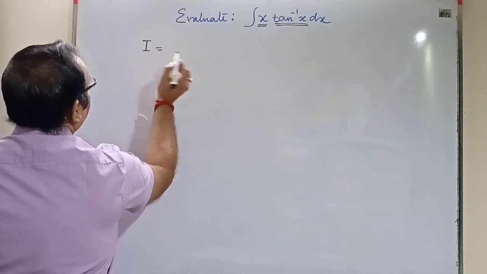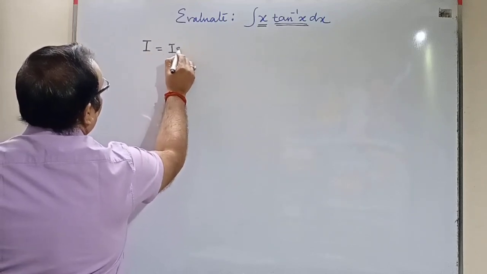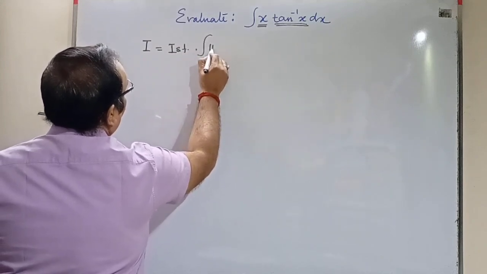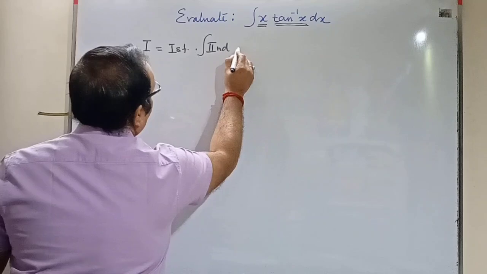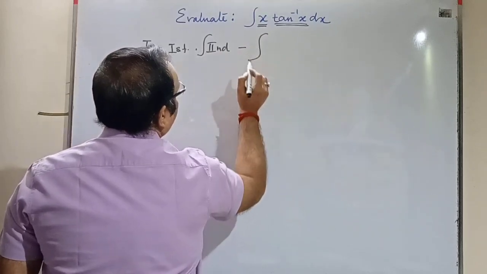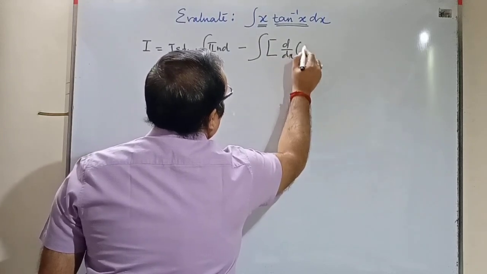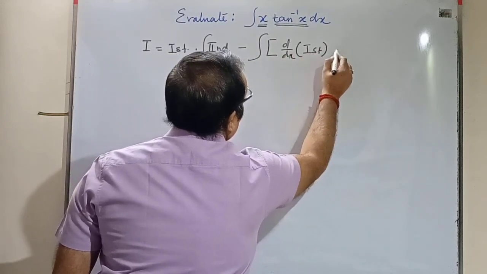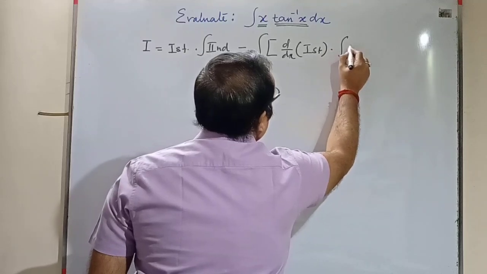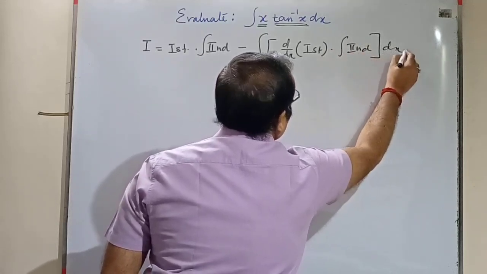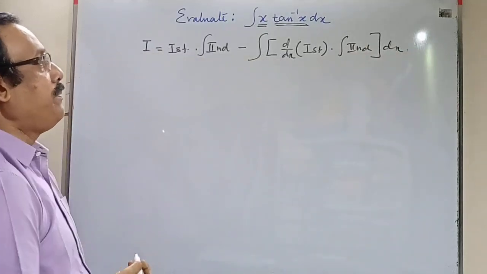Integration by parts: the formula is first function into integration of the second function, minus whole integration of d/dx of the first function into integration of the second function, whole dx. This is the formula of integration by parts.